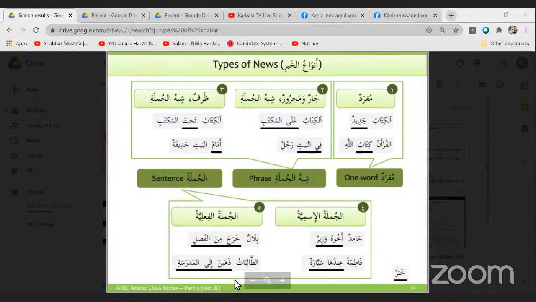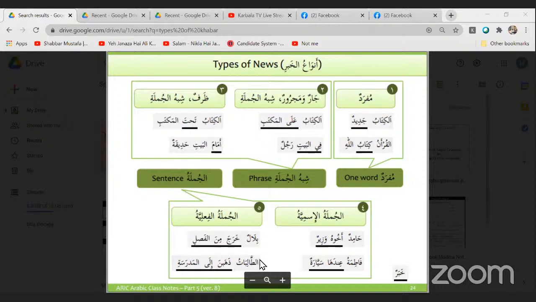Next one, at-talibatu dhahabna ila al-madrasati. Here, at-talibatu, is it singular or plural? Plural. Now remember I mentioned that if the doer of the verb comes before the verb, then they have to correspond with each other in gender and number. You remember that? I mentioned this about 6 to 8 weeks ago when I used the whiteboard. You can probably remember that.